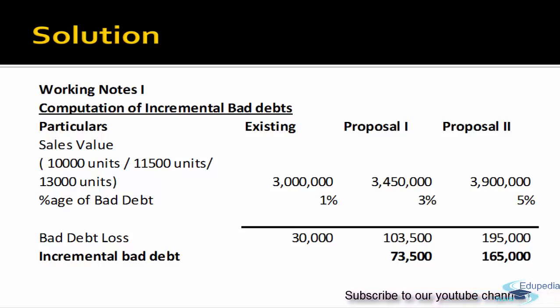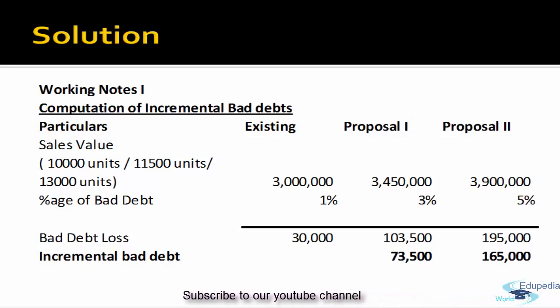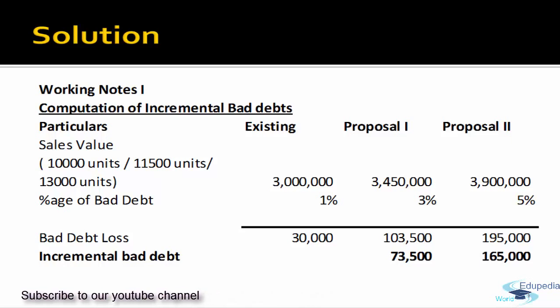And if the company increases its credit policy by 3 months, there is a bad debt loss of 1,95,000. So if we compare it with the existing policy, there is an incremental bad debt loss of 1,65,000.